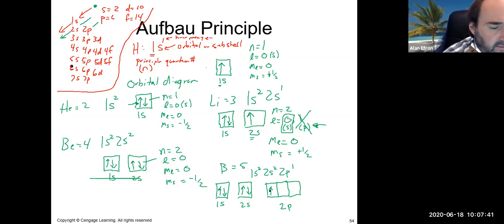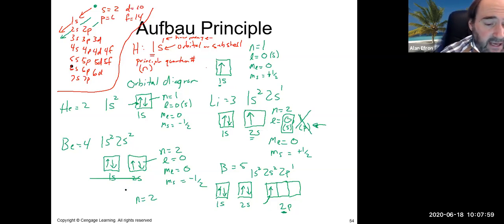Now we want to do the 4 quantum numbers for our very last electron, which is this one over here. I'm going to write them over here. n in this case is going to equal 2, because it's sitting here.